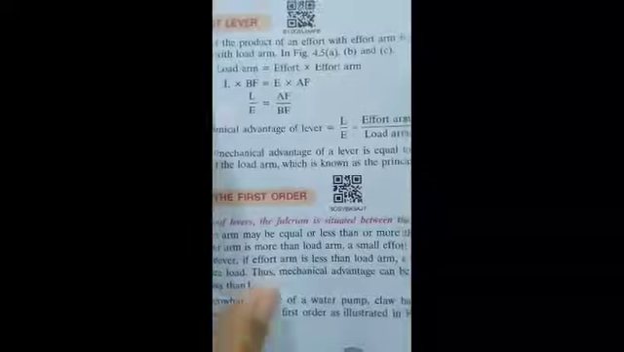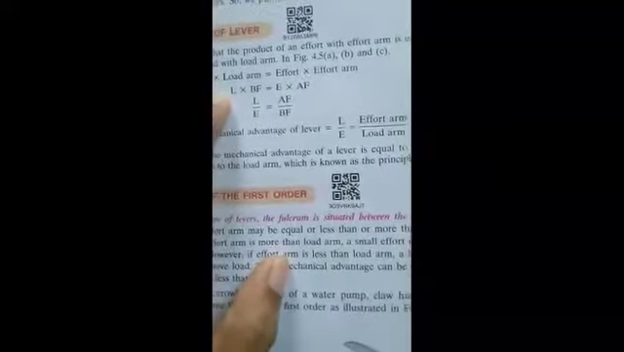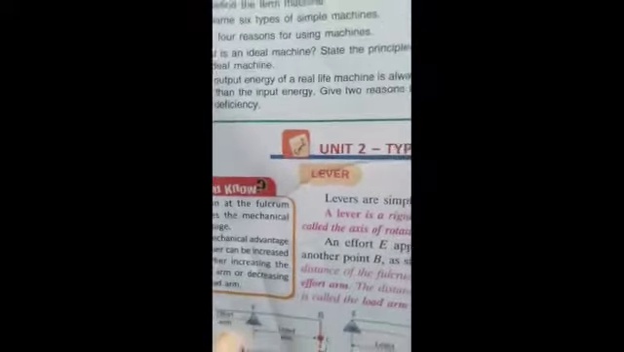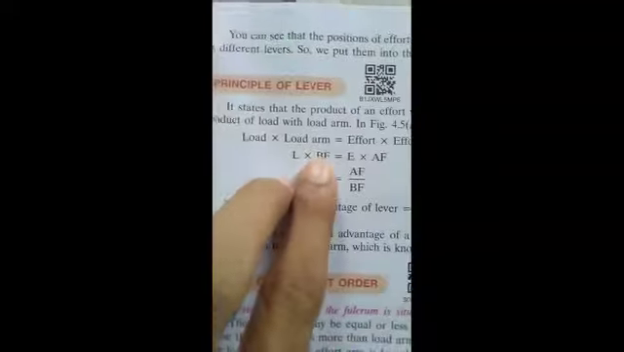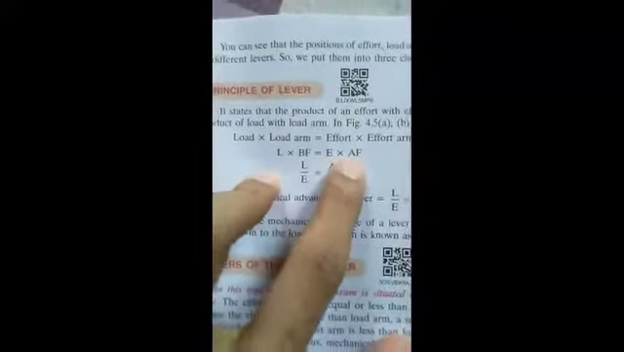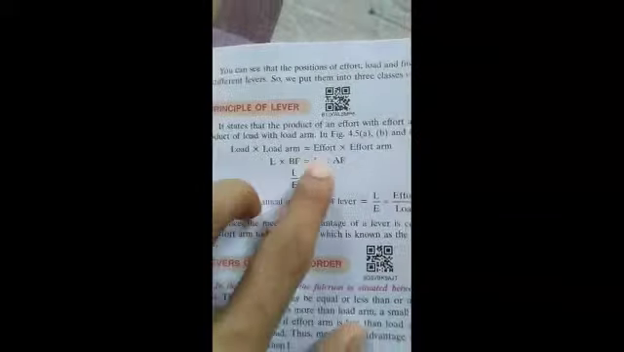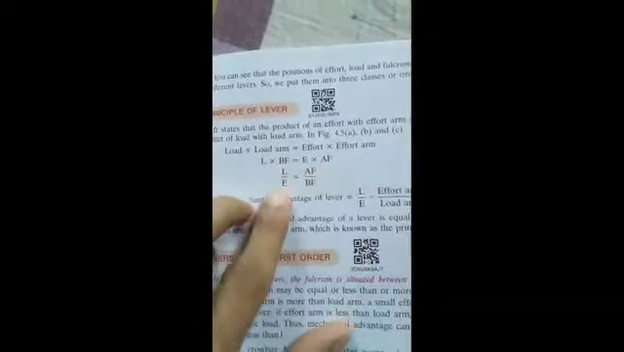In this case, if we denote load as L, the load arm is BF. So L into BF will be equal to effort, E, into the effort arm, that is the distance AF. So we can say that E into AF. So L into BF will be E into AF. So L by E, that means load by effort, will be AF by BF.